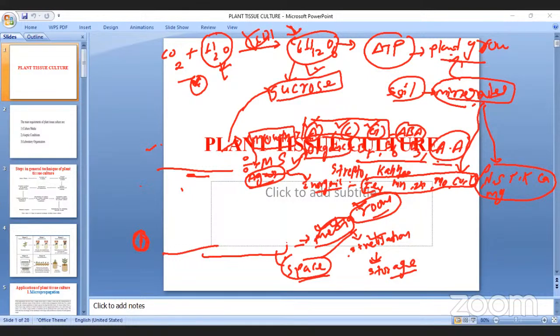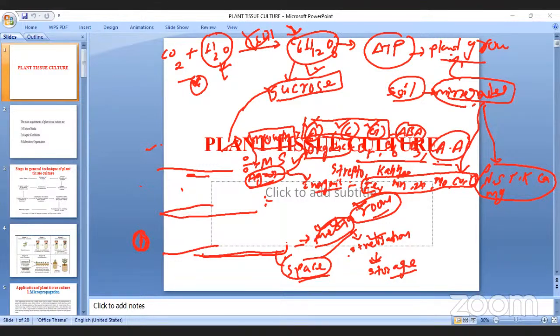After culture media preparation, we need to provide aseptic condition. Why do we need to provide aseptic condition? Because in the laboratory there is a chance of attack by microbes.